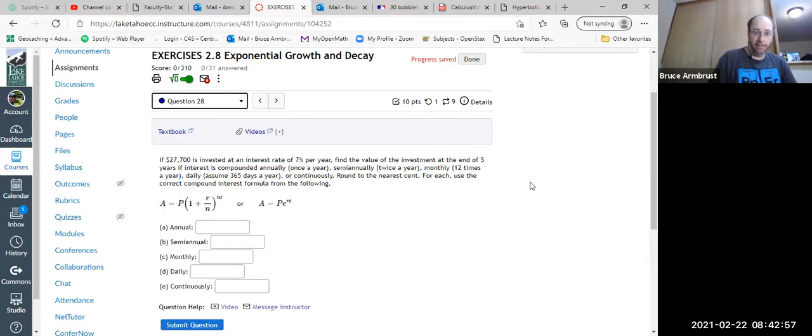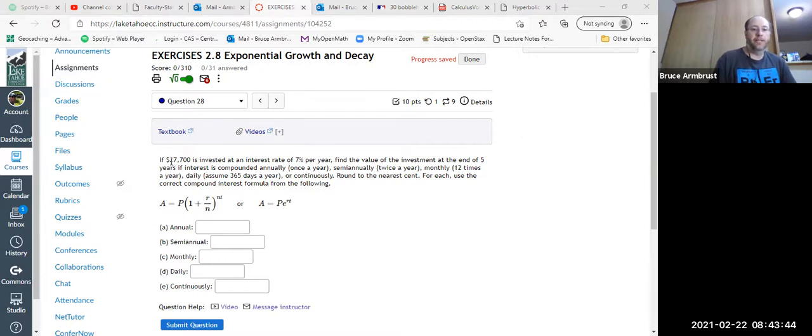The P is still the same. It's the initial amount being invested. R is still your interest rate, and t is still your time. So for every single one of these problems, r is going to be 0.07 and t is going to be 5. For mine, right? Obviously, you might have a different interest rate and time. And then the principal, the P is always going to be the 27.7. The n is how many times you compound your interest each year. So for annually, n is going to equal 1. Semi-annually, n is 2. Monthly, n is 12. Daily, n is 365.